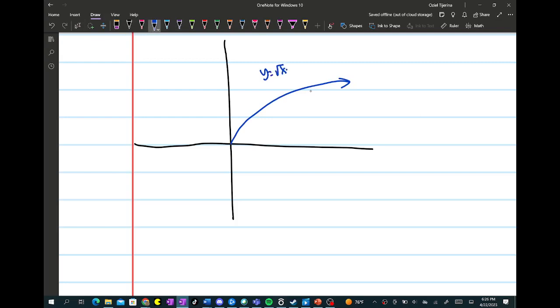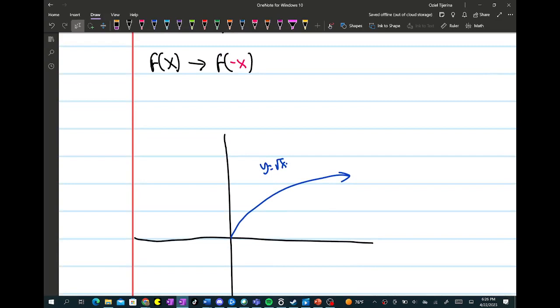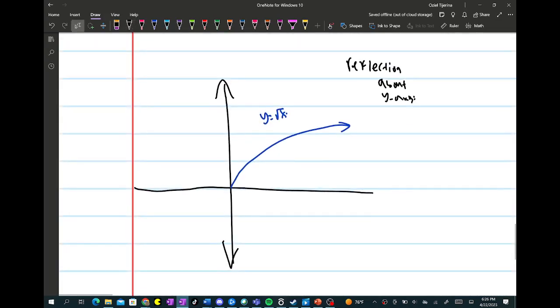And when I reflect it, if I say reflection about the y-axis, what I mean is I'm literally reflecting about this line here. I'm reflecting about this line here. So that means I'm going to grab all these points and I'm just going to move them to the other side. So I'm going to do this and I'm going to do this.